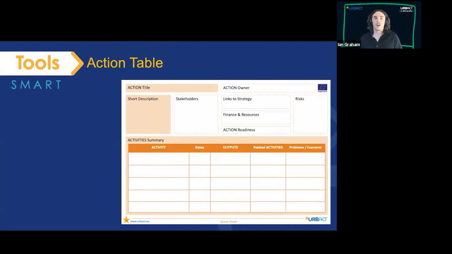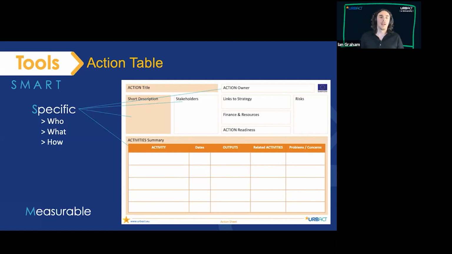So how does this help us be smart? So stepping letter by letter, starting with the S, first about being specific. Now, the whole document can help prompt you to be specific, but particularly thinking about who, what, how is it going to work. So think about the action owners, the stakeholders, how you're describing and defining the action, and being specific about the activities you're going to do. Measurable, being in terms of, have you got outputs that you can measure? Have you got activities that you can track and measure? But again, the specificity in the different components helps you to measure that too.